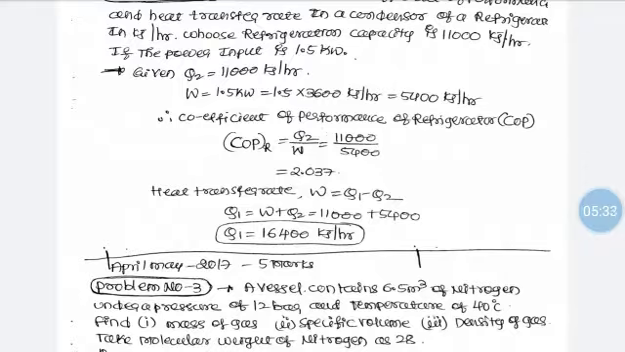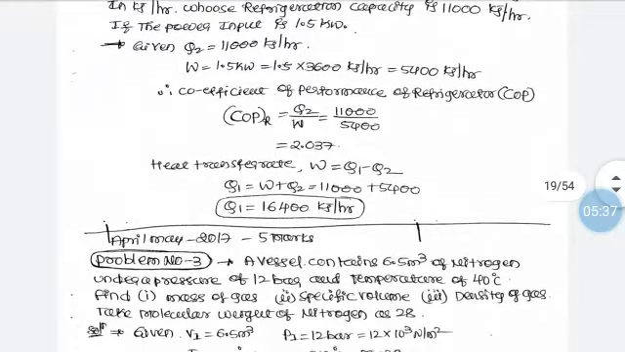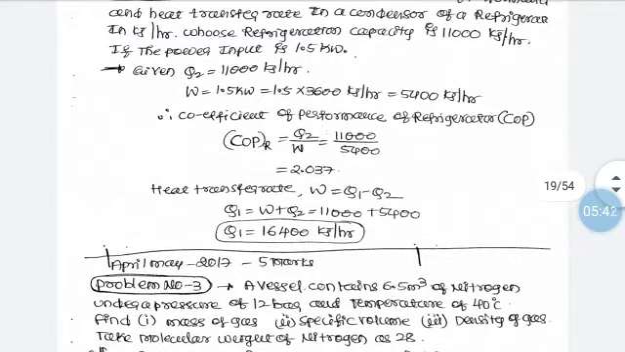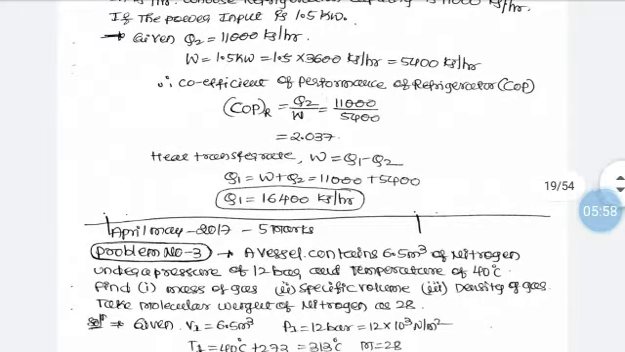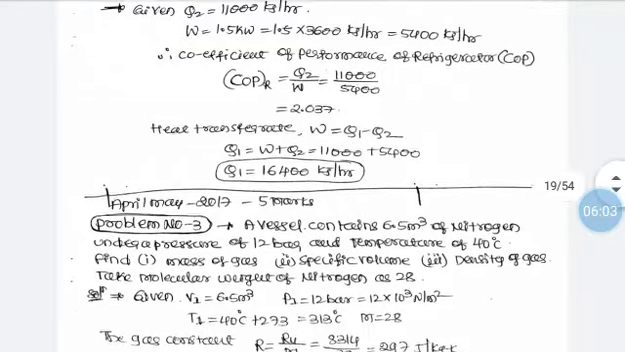So that we have to find out heat transfer rate Q1. He has given the heat transfer rate in the condenser, that is Q2. So heat is being removed, and the heat input is Q1. The work is W = Q1 minus Q2. So if you take Q2 to this side, Q1 becomes W plus Q2. So 11,000 plus 5,400 gives Q1 equal to 16,400 kilojoule per hour.